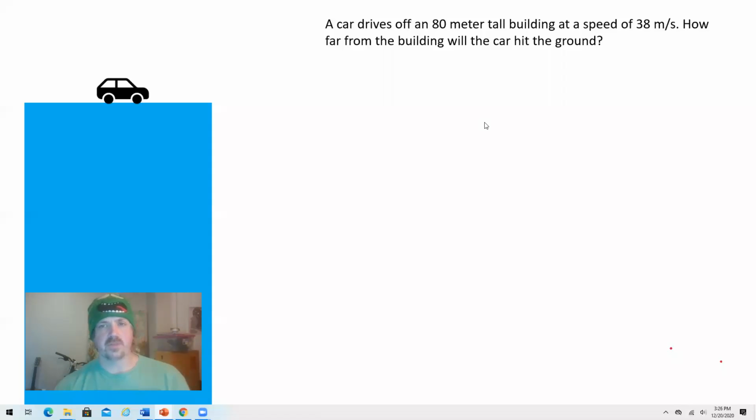Okay, a car drives off an 80-meter tall building at a speed of 38 meters per second, which is about 90 miles per hour, I suppose. How far from the building will the car hit the ground?